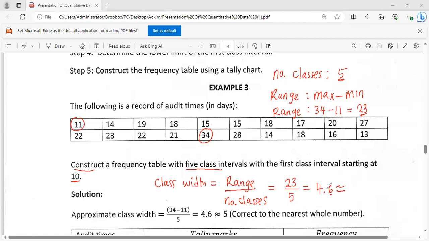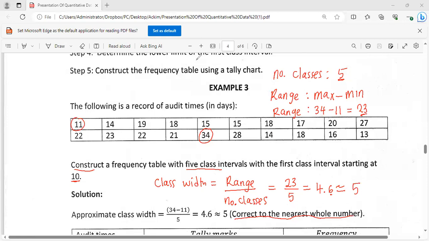So we can't get 4 itself. We find the number that is ahead of 4, which is 5. That's why if you look at the comment here, it is 5, correct to the nearest whole number. This is the case always. So it means the class width is 5.